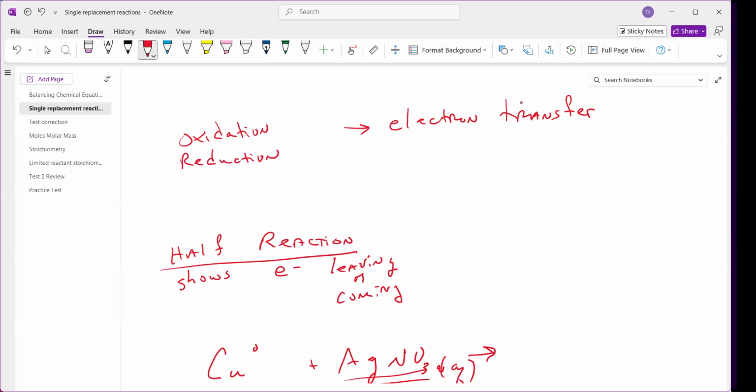So oxidation means electrons are leaving. Reduction means electrons are being received. And they frequently abbreviate this as redox. Redox reactions. So we have reduction, oxidation, redox. Now, they have to happen together, no exceptions.